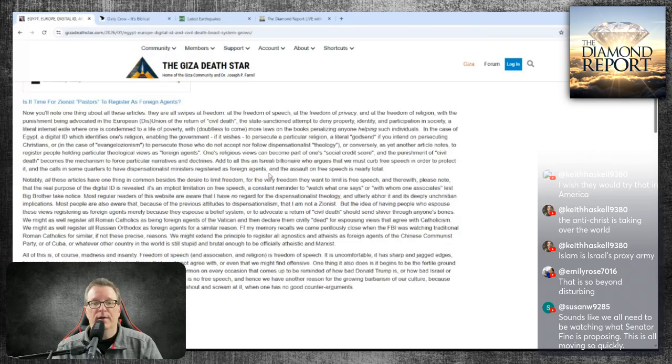of the return of civil death, the state-sanctioned attempt to deny property, identity, and participation in society, a literal internal exile where one is condemned to a life of poverty, with more laws on the books penalizing anyone helping such individuals. In the case of Egypt, a digital ID which identifies one's religion, enabling the government, if it wishes, to persecute a particular religion, a literal godsend if you intend on persecuting Christians, or in the case of evangelicism, to persecute those who do not accept nor follow dispensationalist theology. Or conversely, as yet another article notes, to register people holding particular theological views as foreign agents.